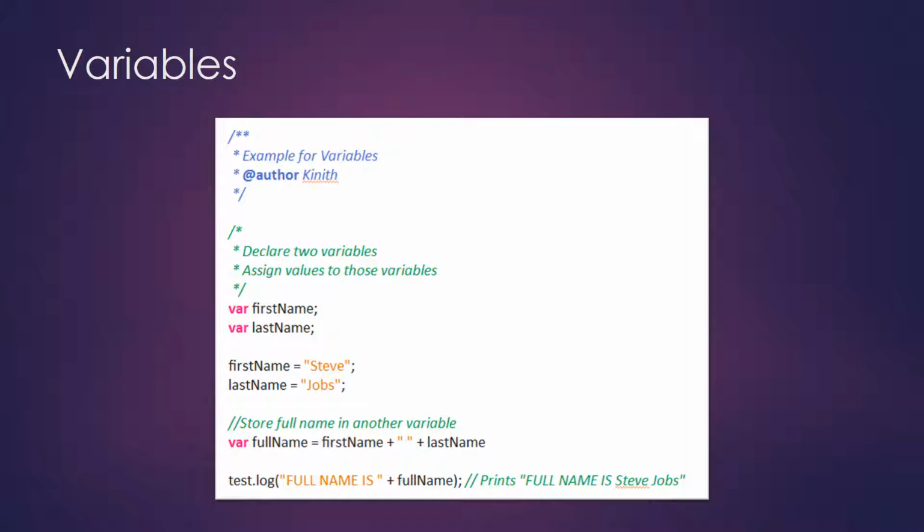Okay, with that knowledge of comments, we will go through this example. Here, I have defined 2 variables, firstName and lastName. I have also assigned values to them, Steve and Jobs. Then, I have defined yet another variable called fullName. As the value of my variable fullName, I have assigned the concatenation of my firstName variable and the lastName variable with a space in between. The test.log function in the last line is a built-in function of the test automation tool. It prints the given string in the brackets to the console, or the log. In this example, it will print, fullName is Steve Jobs.